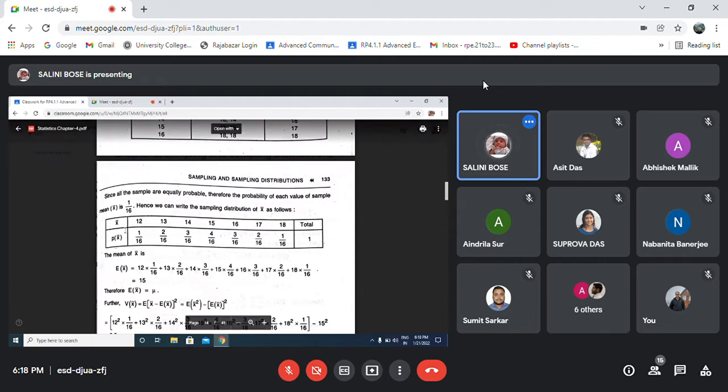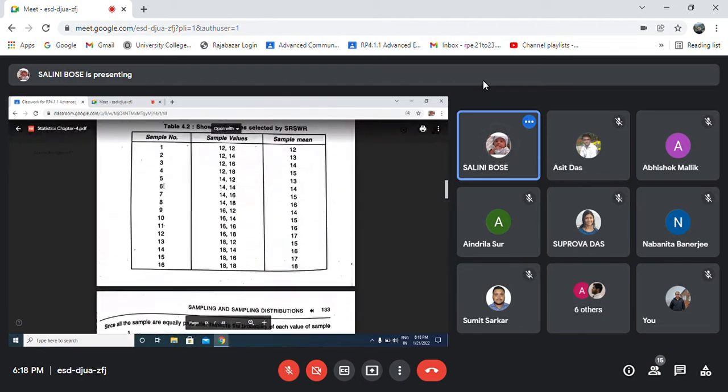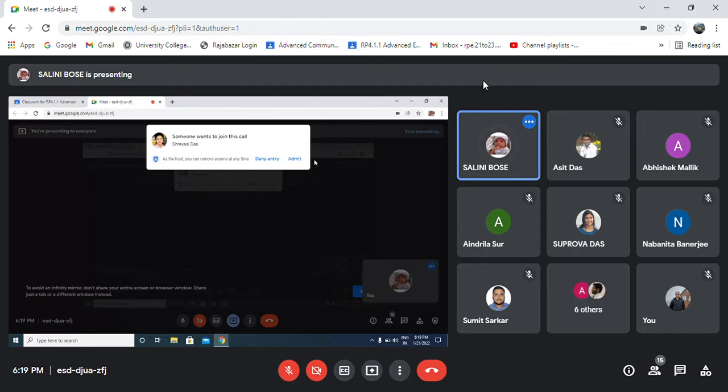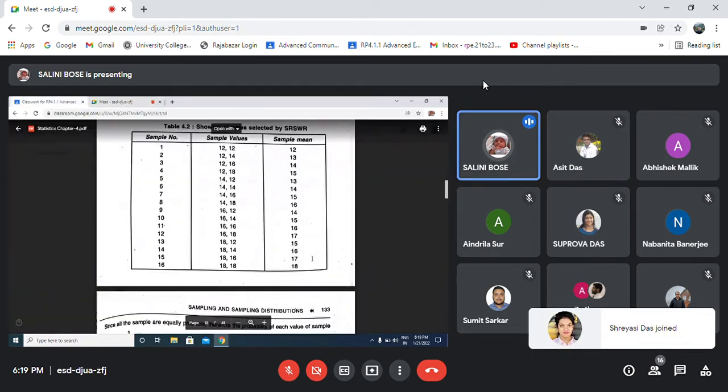Remember, we are writing the probability of the sample mean. So the probability of sample mean 12 is 1 by 16 because 12 has occurred only one time. Clear? Next, you tell me for 13: what will be the probability of 13? Can you tell me? Anyone?